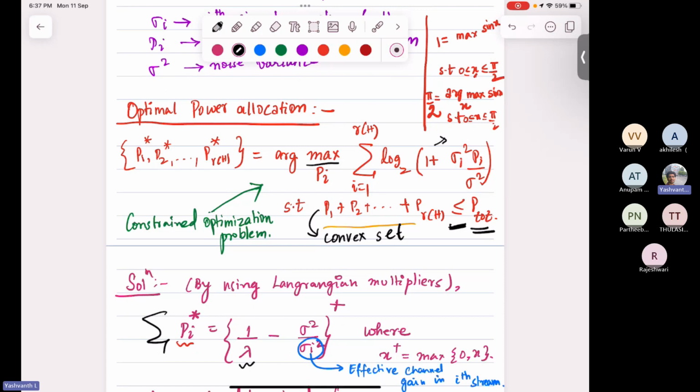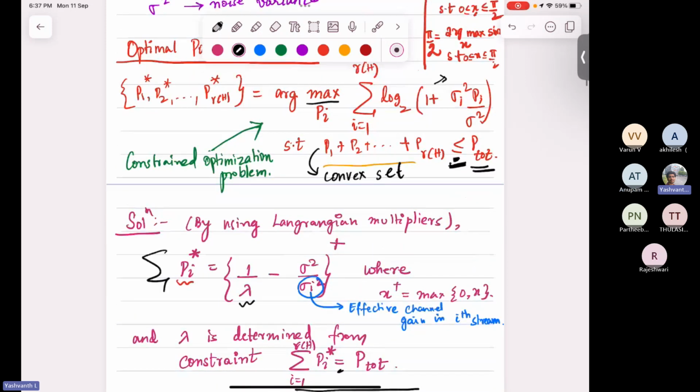But the moment you don't impose less than or equal to, which means you impose equal to, that is no more a convex optimization problem, for which the solution is very difficult to find. But the good point about this convex optimization problem is, it so happens that the optimal point is such that the optimal PIs, if you sum up, will be equal to P total. It will not be strictly less than P total. Okay, is that okay?